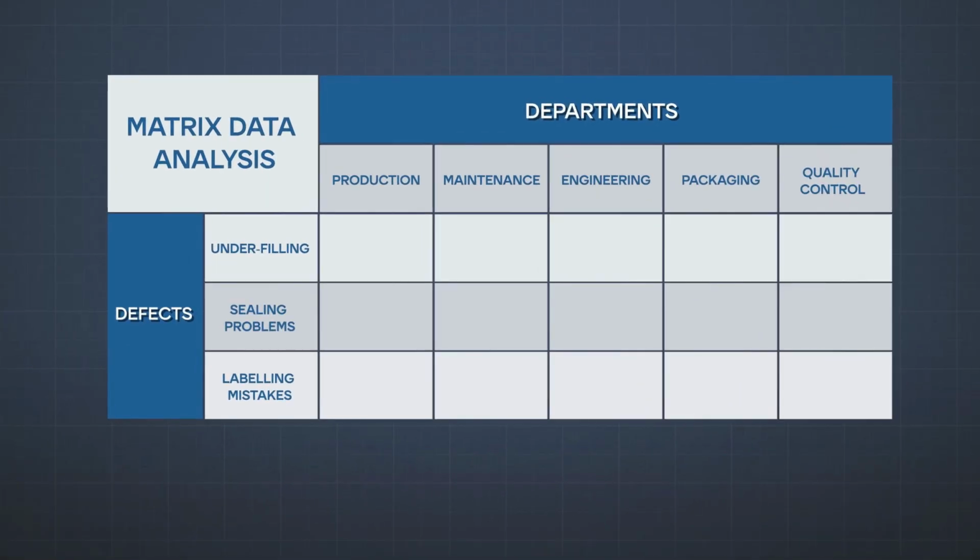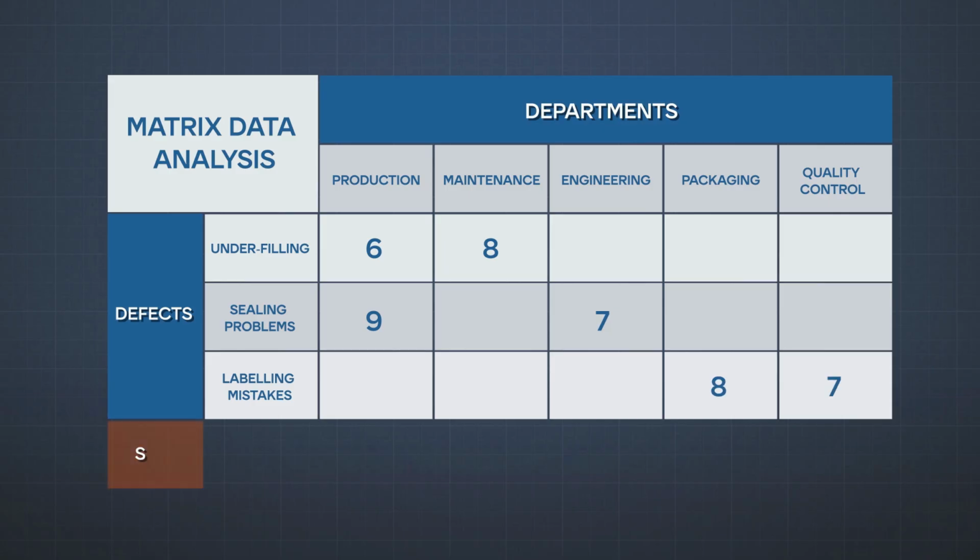For example, we rate the link between underfilling and maintenance as very strong, maybe an 8 out of 10. Production here might also matter, but a bit less, say 6 out of 10. And for the ceiling problem, production here is the main player, so I would give it 9 out of 10. The engineering department here plays a role, so let's give it 7 out of 10. As for the labeling mistake, I would give packaging 8, and the quality control 7.